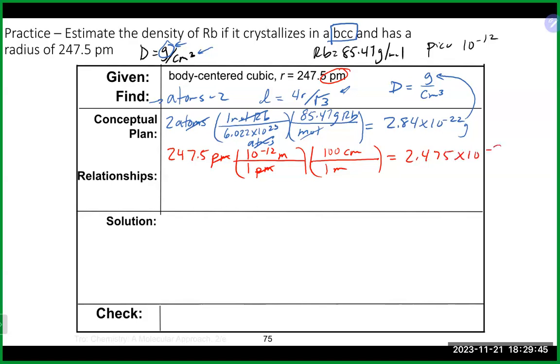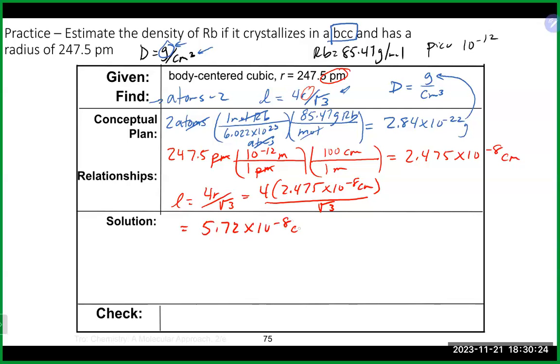2.475 times 10 to the minus 8 centimeters. So now that I have my radius here in the units I really want, I could plug it into my length calculation. And my length in this case is 4 times r divided by the square root of 3. So it's going to be 4 times my 2.475 times 10 to the minus 8 centimeters divided by the square root of 3 in this case. So that will get me 5.72 times 10 to the minus 8 centimeters.